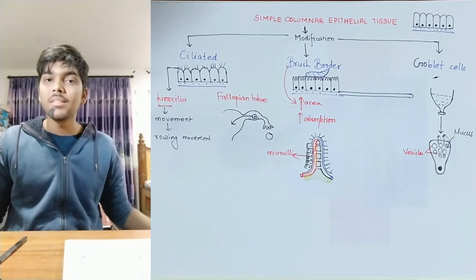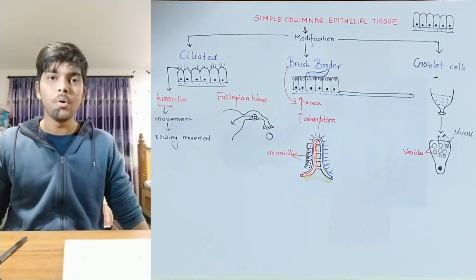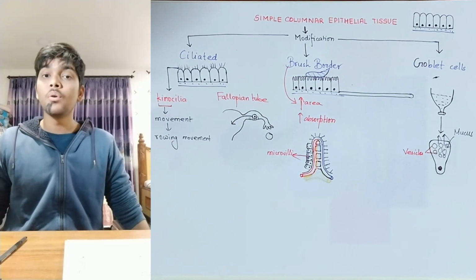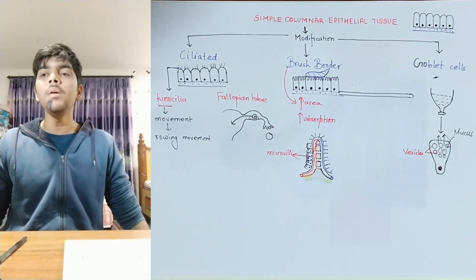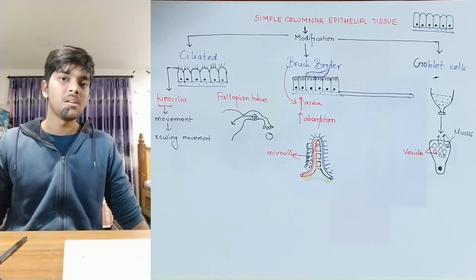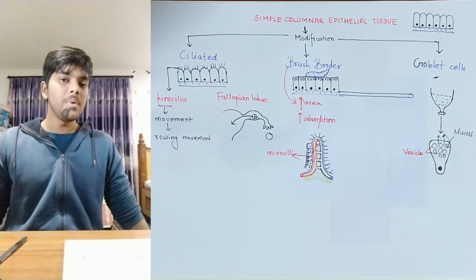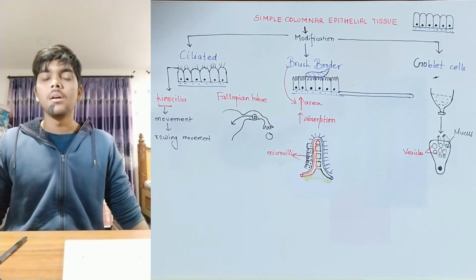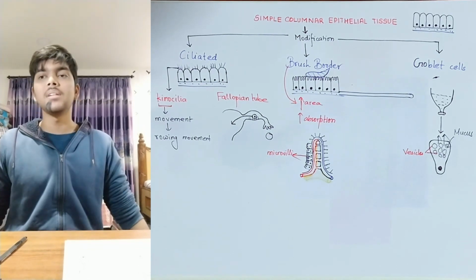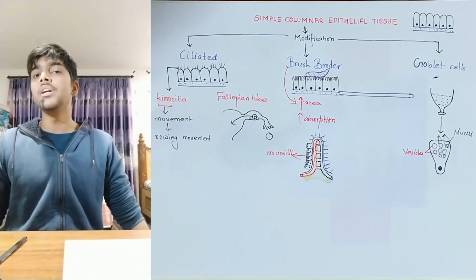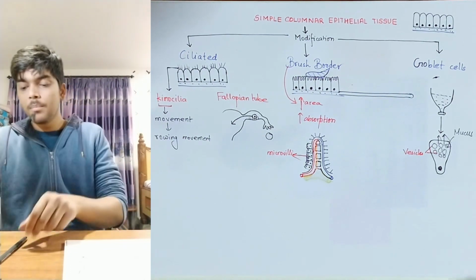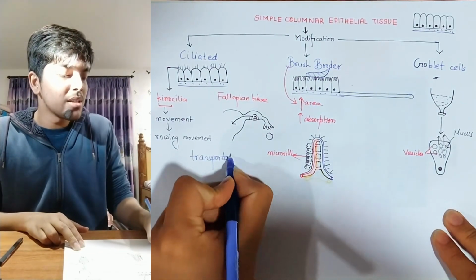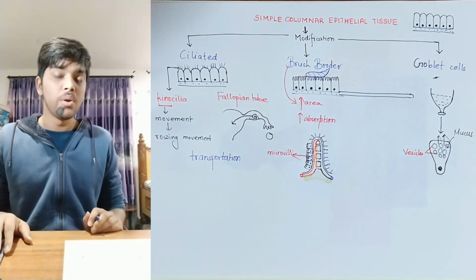Let me revise it for you. There are 3 modifications. First is ciliated modification, where the free surface of the tissue contains cilia. The cilia are motile, so also known as kinocilia, and they show a rowing movement, that is, they beat in one particular direction. What is its significance? This epithelium is present in the fallopian tube. After fertilization, zygote formation takes place in the fallopian tube. This zygote needs to be transported to the uterus. So the function played by the epithelium is transportation of this zygote to the uterus.